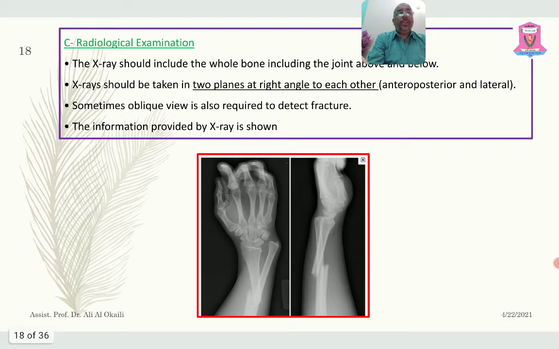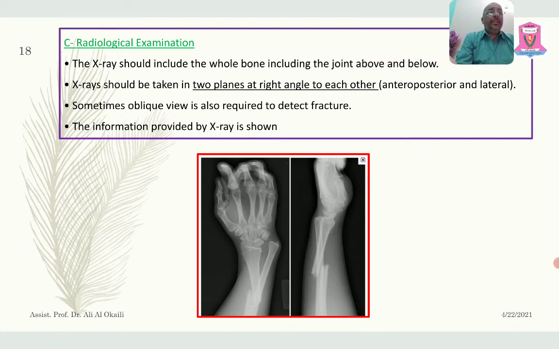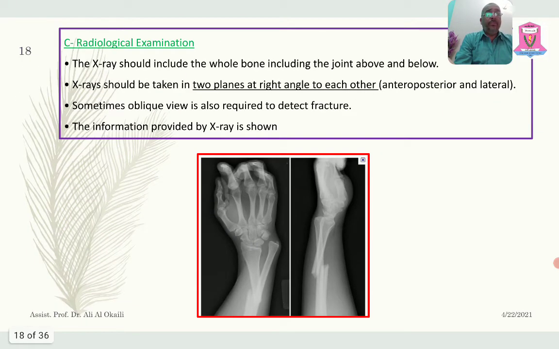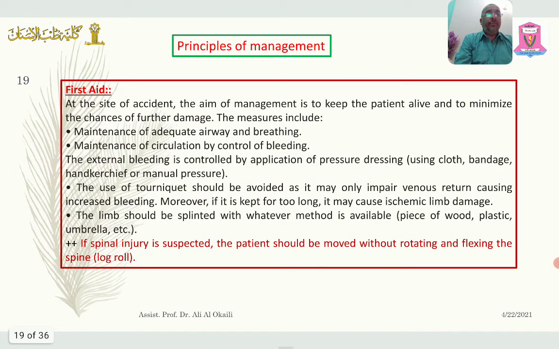Of course, radiological examination. The X-ray should include the whole bone, including the joint above and below. X-ray should be taken in two planes at right angle to each other, anterior, posterior, and lateral. Sometimes oblique view is also required to detect fracture, and the information provided by X-ray is shown. رأسا مباشرة إما تحس displacement of the fractured site or a line of fracture becomes obvious in the radiograph.